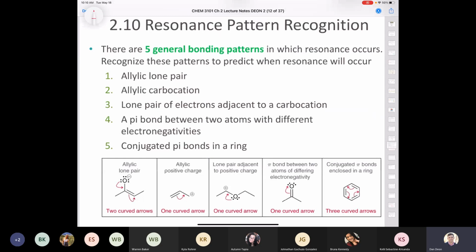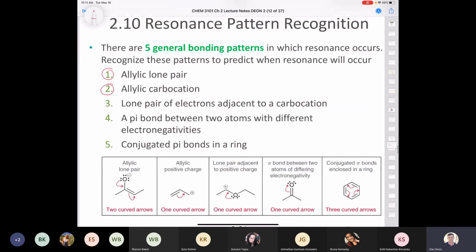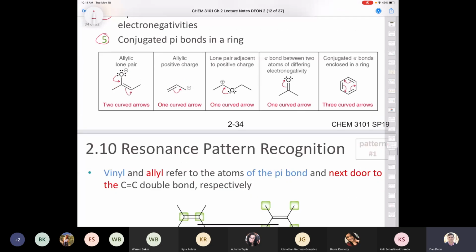First one is an allylic lone pair. Second one is an allylic carbocation, a lone pair of electrons next to or adjacent to a carbocation, a pi bond between 2 atoms with different electronegativities, and conjugated pi bonds in a ring. So we have an example of each one of them, but let's get into them in detail.